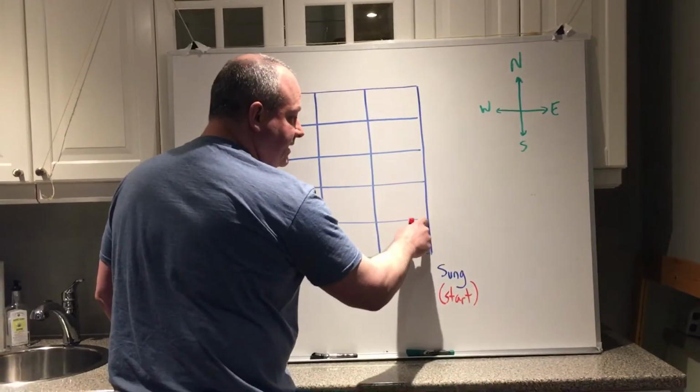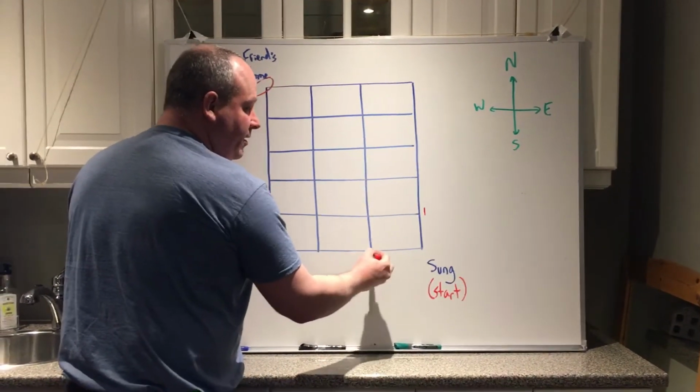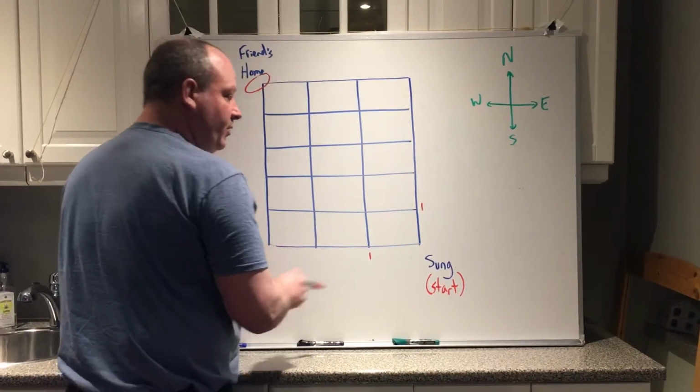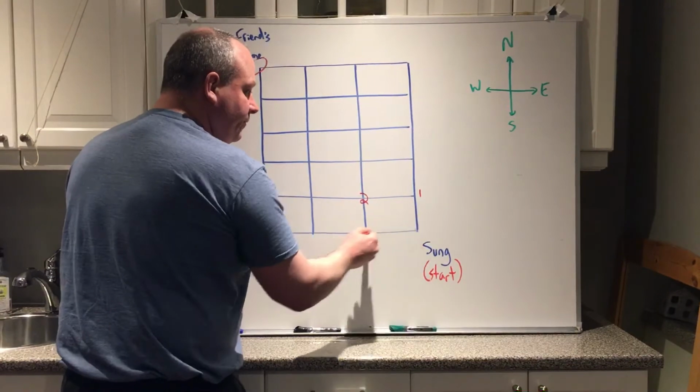The only way for us to get to here is one way. So we count that as one way. The only way for us to get to here is one way. So we count that as one way. The only way for us to get to here is 2. We can count that as 1 or 2.